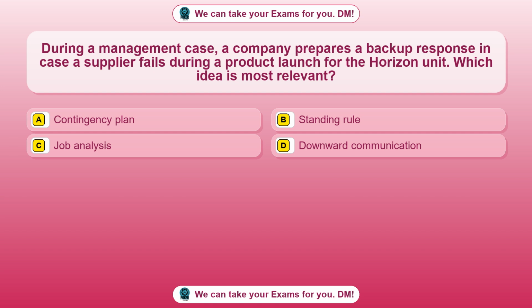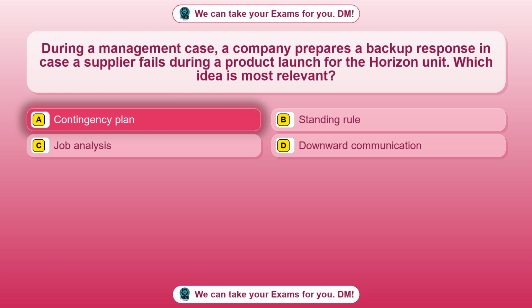Question 90. During a management case, a company prepares a backup response in case a supplier fails during a product launch for the Horizon unit. Which idea is most relevant? Option A, contingency plan. Option B, standing rule. Option C, job analysis. Option D, downward communication. The correct answer is option A, contingency plan.